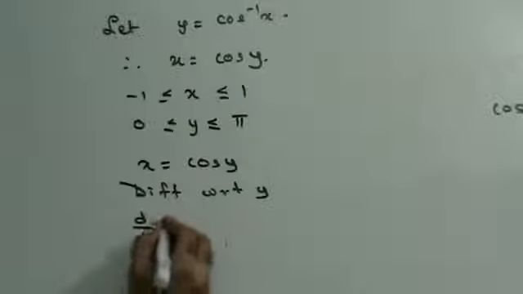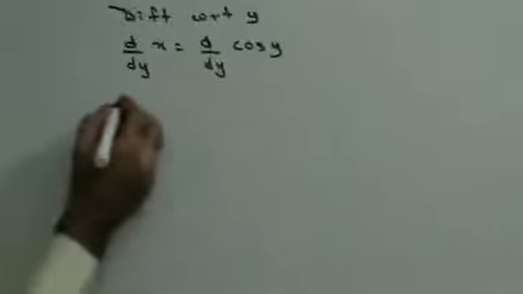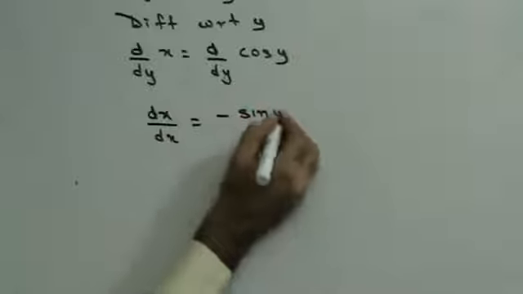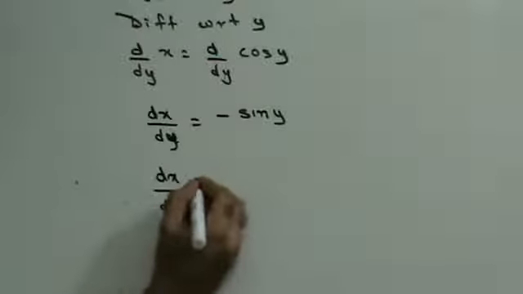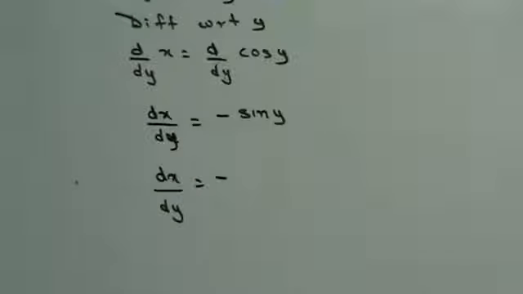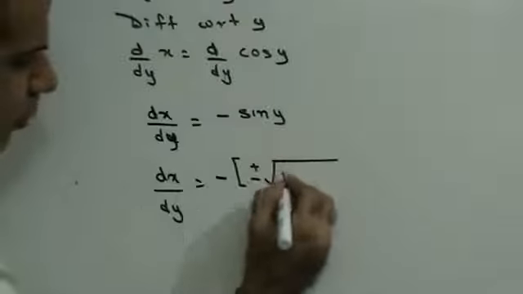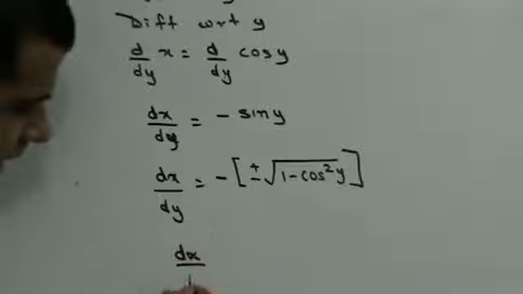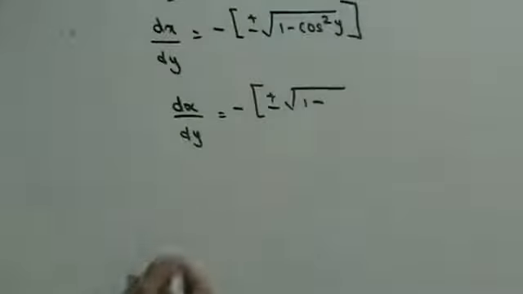So you will get d by dy of x is d by dy of cos y. So you will get dx by dy. d by dy of cos y is minus sin y. So you can say that dx by dy is minus sin y. We know from identities that sin y is square root of 1 minus cos square y. This can be written as plus minus square root of 1 minus cos square y. dx by dy is minus plus minus square root of 1 minus cos square y.